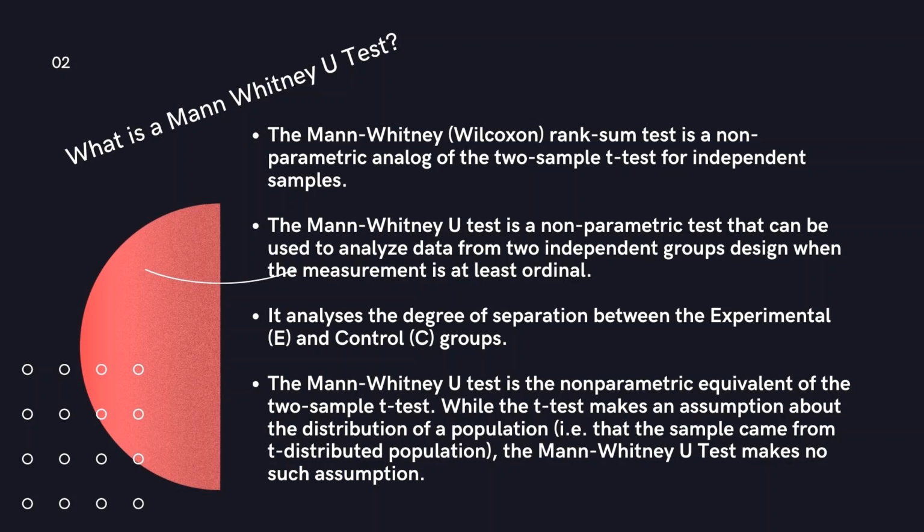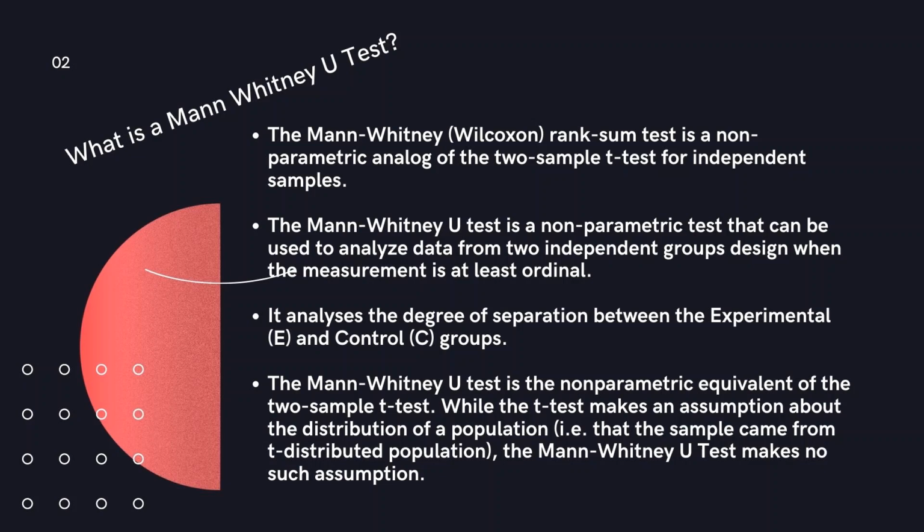The Mann Whitney Wilcoxon Rank Sum Test is a non-parametric analog of the two-sample t-test from independent samples. The Mann Whitney U test is a non-parametric test that can be used to analyze data from two independent groups, designed when the measurement is at least ordinal. It analyzes the degree of separation between the experimental and control groups.